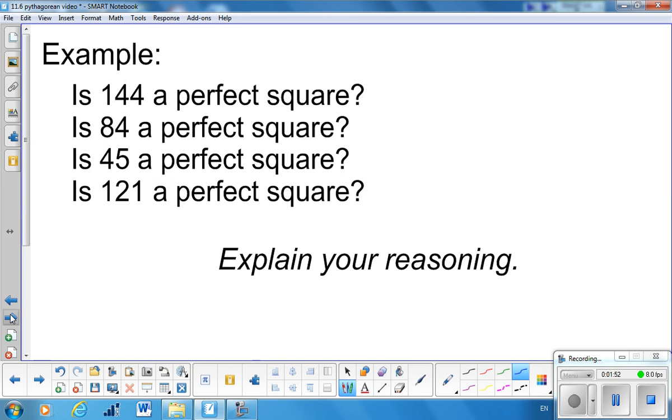Decide if the following numbers are perfect squares and explain your reasoning. Is 144 a perfect square? Yes. How do I know? I can look in the multiplication table and I can find that 12 times 12 is 144.